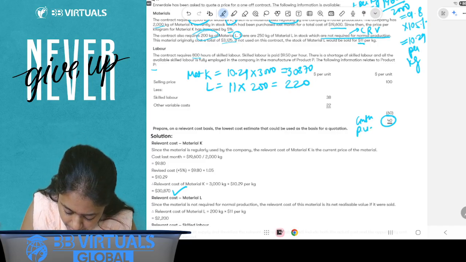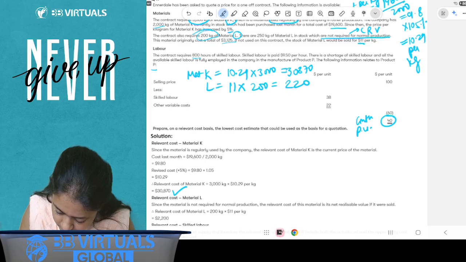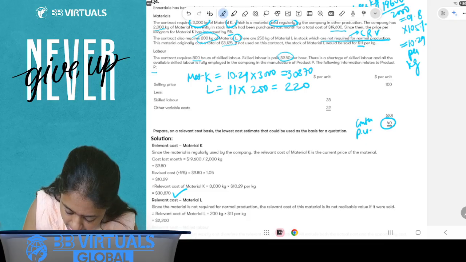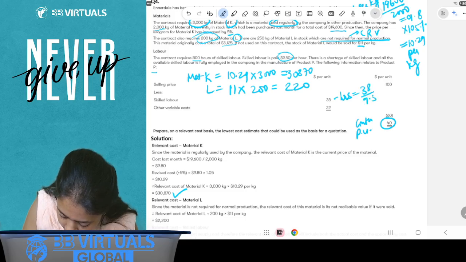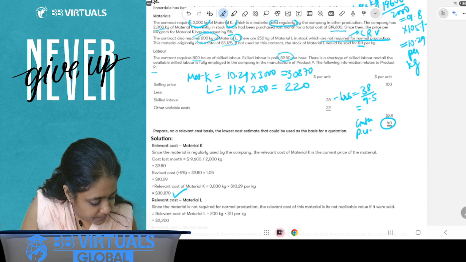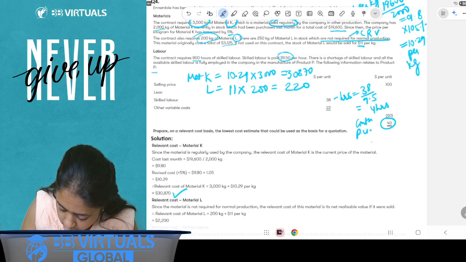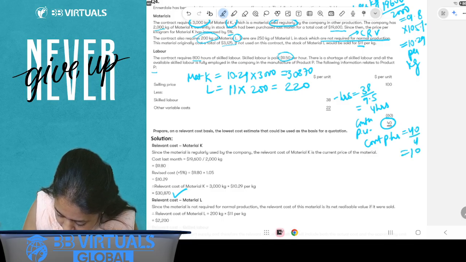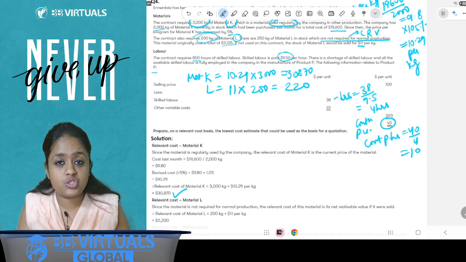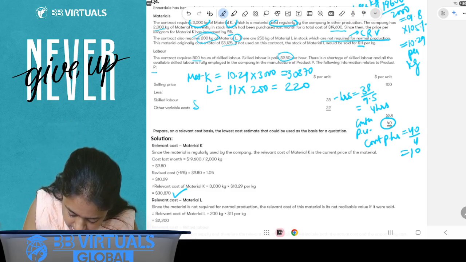What is the contribution per hour? And for that, the rate is given to you 9.5. Can I get number of hours? So number of hours will be 38 divided by 9.5, which is 4. So contribution per hour, can you work out? 40 divided by 4, which is 10. So now what is the lost contribution per hour? 10. So my skilled labor relevant cost will be what, guys?